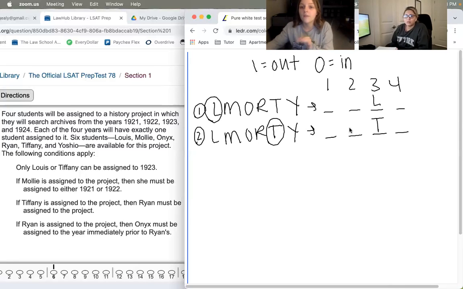So in my first world, if I've selected L, could I also select T in that world? Yeah. So I'm going to make a copy, one where I select T in that one and one where I don't select T in that one.